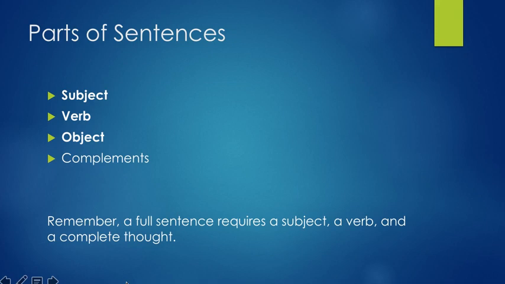So the three that we're going to focus on today would be subject, verb, and object. We're not going to talk about complements, just because we're going to focus on the more entry-level material here. And also remember that to have a full sentence, you need to have a subject and a verb and a complete thought.